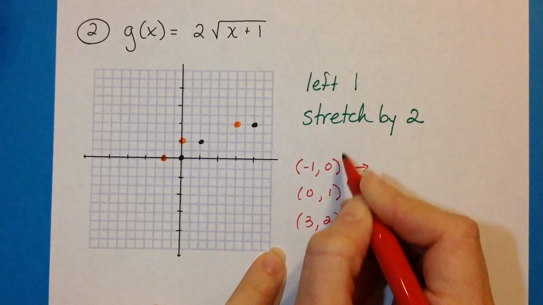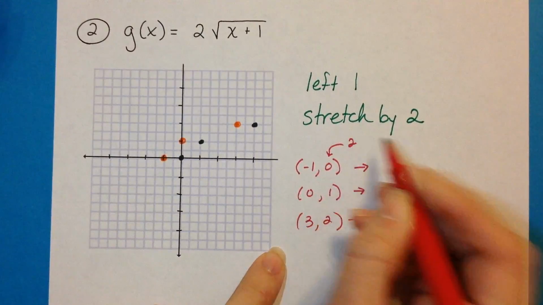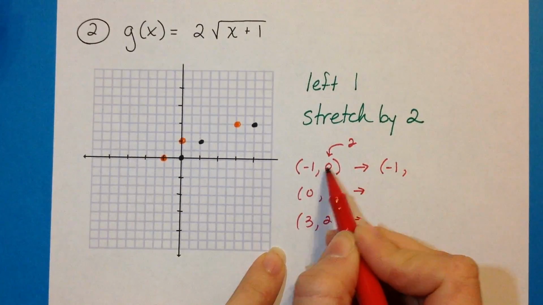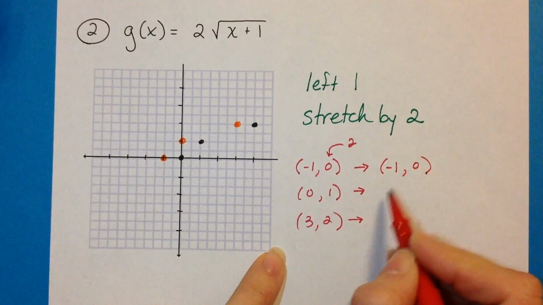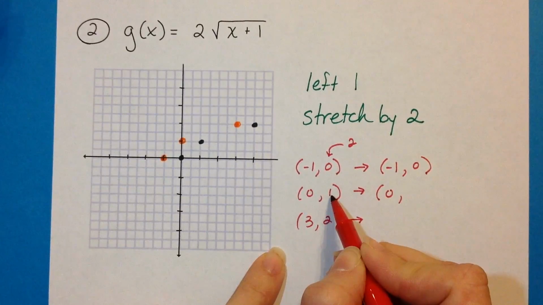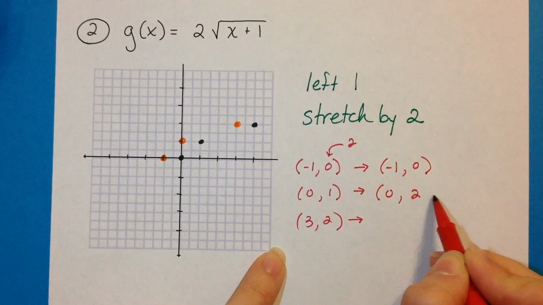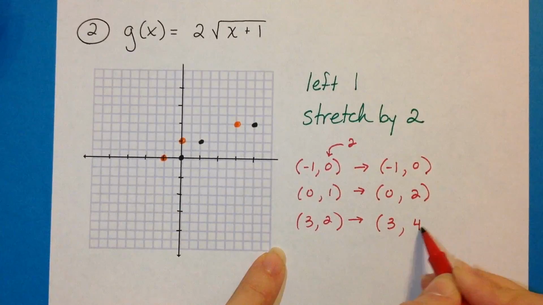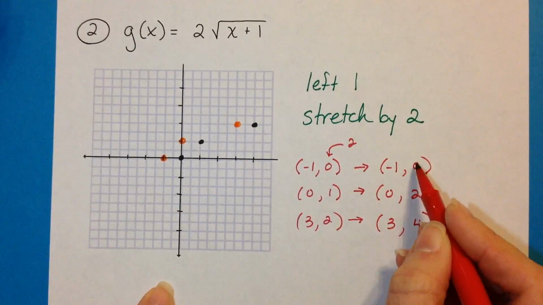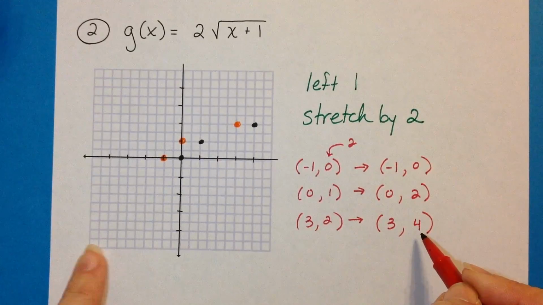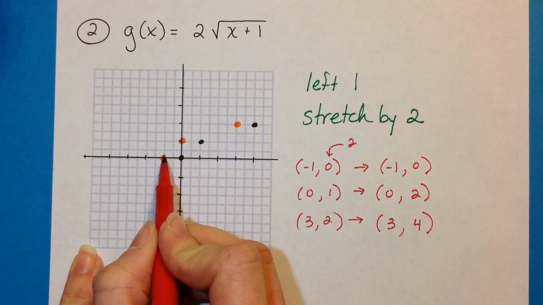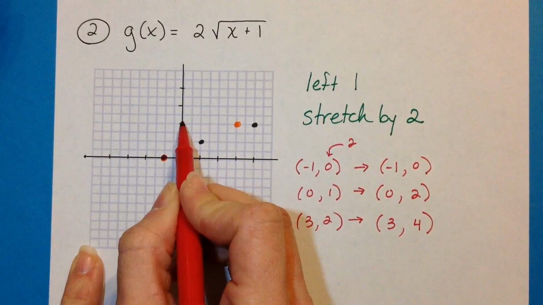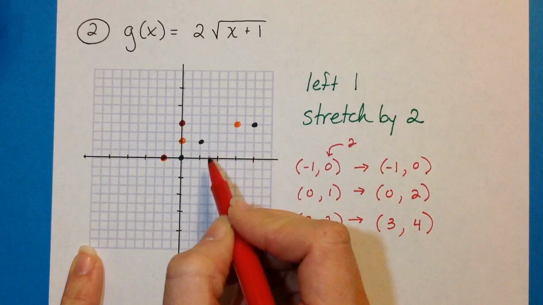Okay, so it's the y coordinate that I'm going to multiply times 2. Well, this first point's not going to change because 0 times 2 is still 0. Now 1 times 2 is going to give me 2. And 2 times 2 is going to give me 4. Okay, so now I'm going to plot these 3 points. Alright, so -1, 0. That point's not going to change. And then 0, 2. And then 3, 4.